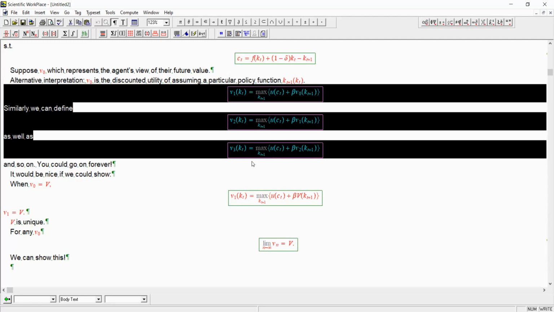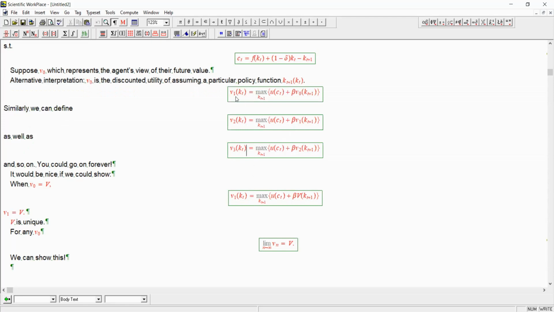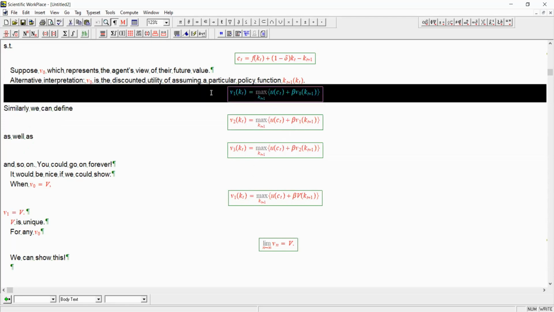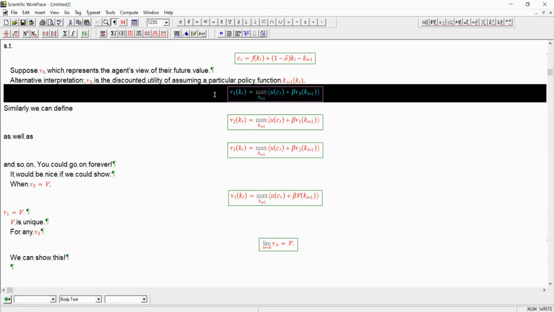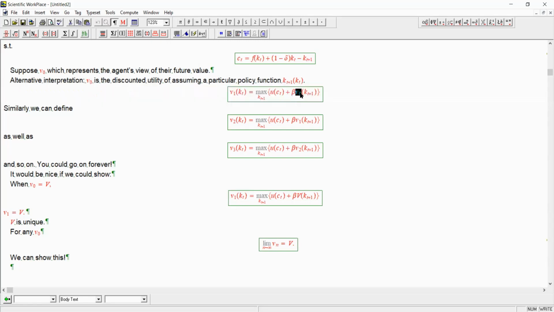Really what we're doing here is we're saying that this equation defines something called a functional. This V1 here is not just a function of k, it's also a function of the V0 that we started with. Think about that. In other words, what this equation is doing is actually defining another function, which is the one that takes a V0 and transforms it into a V1, or takes a V1 and transforms it into a V2.